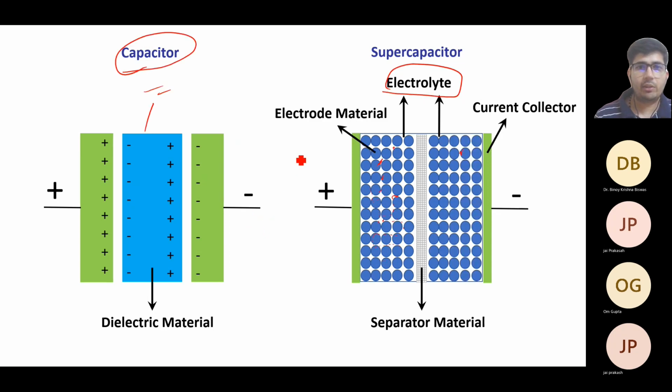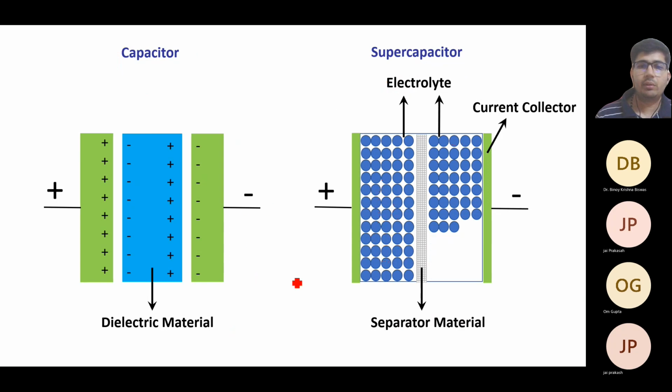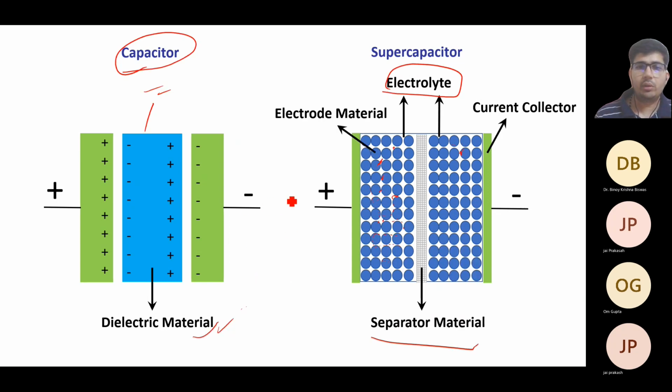So we are using electrolyte instead of dielectric material, and we are using a separator material separating both, transferring the ions and also isolating the electrons.